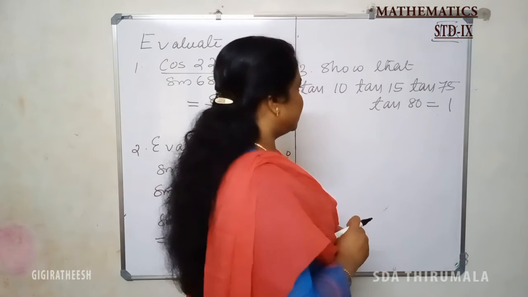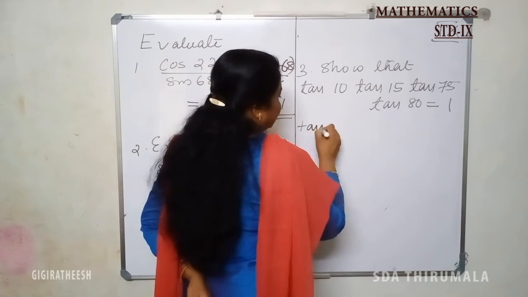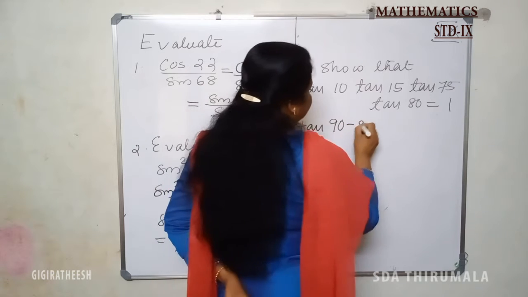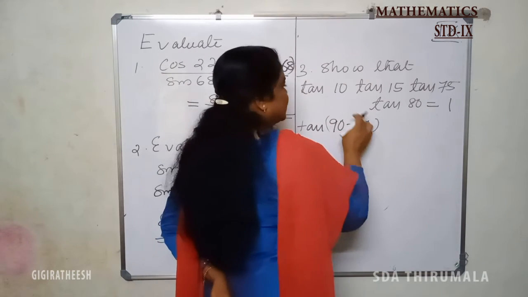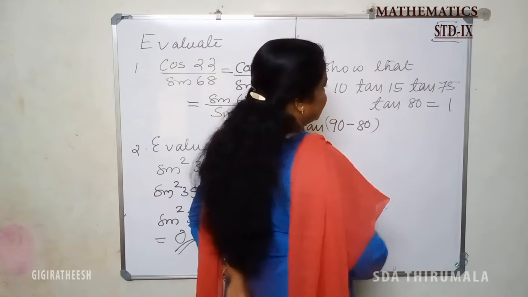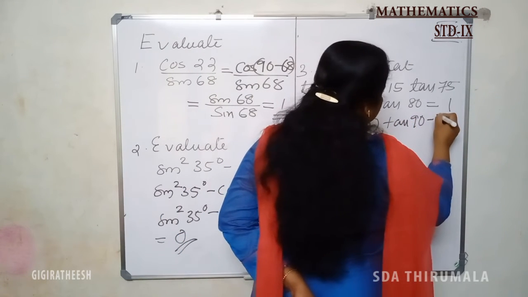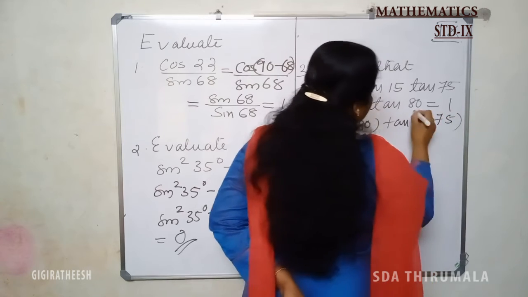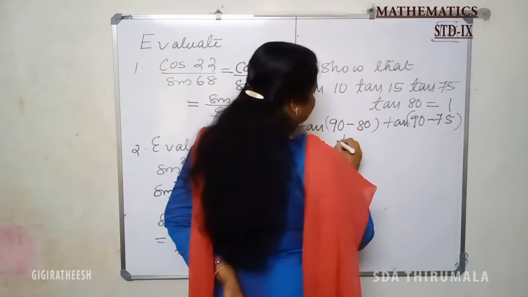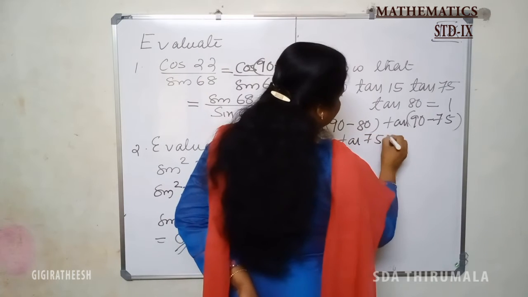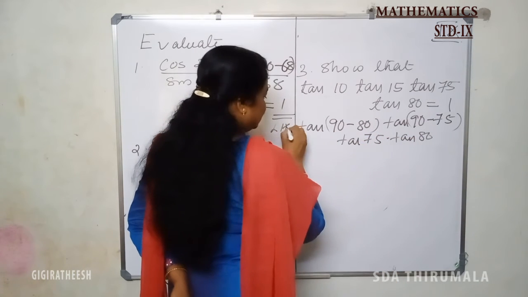Okay, here we can change tan 10 as tan 90 minus 80, since 90 minus 80 is equal to 10. And tan 15 is equal to tan 90 minus 75, since 90 minus 75 is 15. And then no change in tan 75 and tan 80. This is LHS.